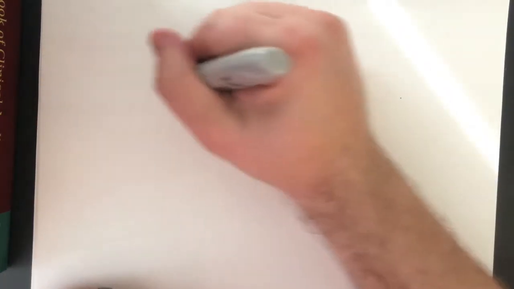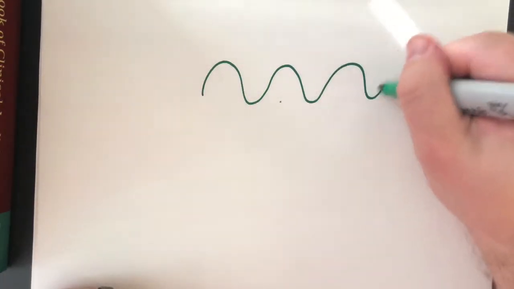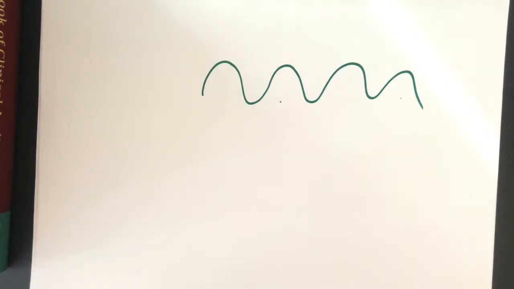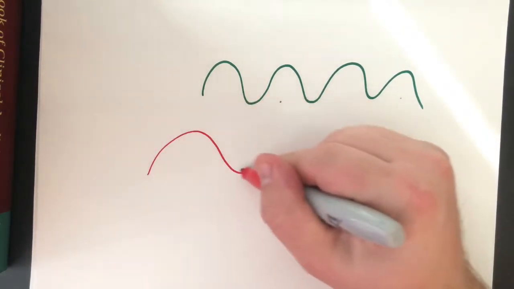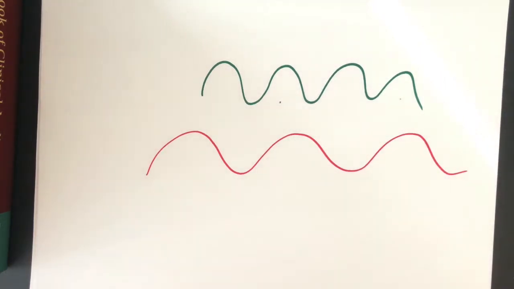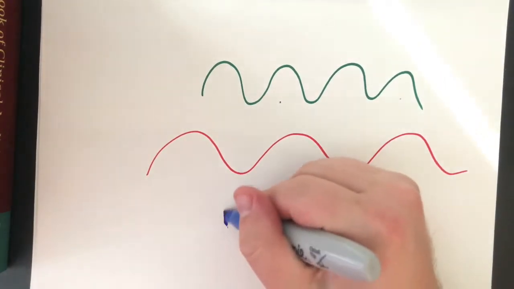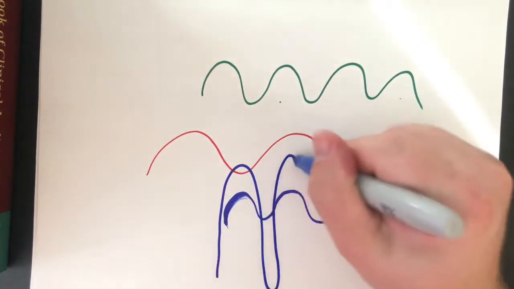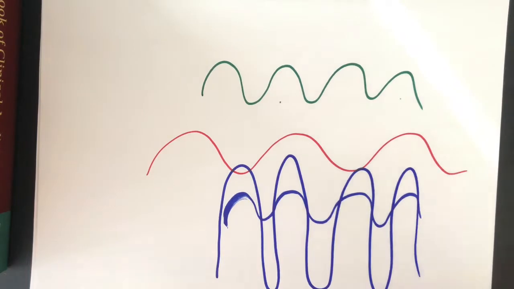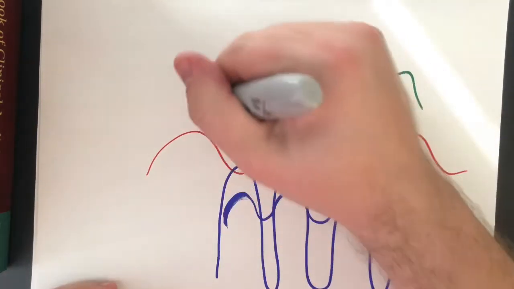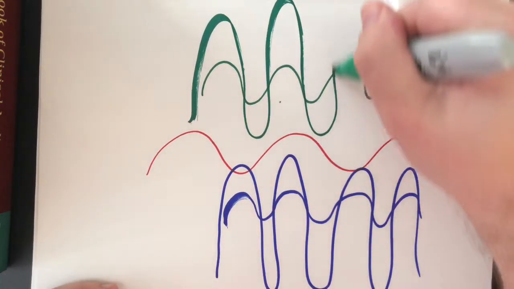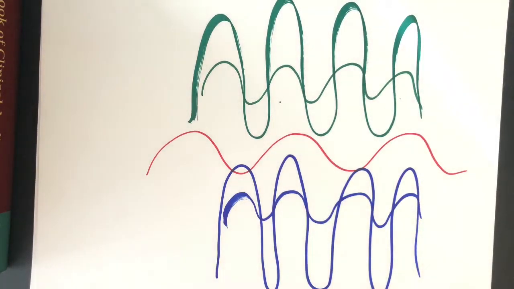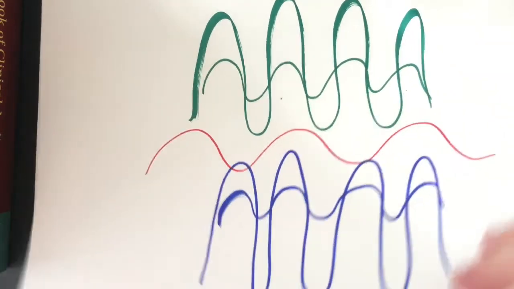So you have green light. Then I have red light, which is a bigger wavelength. And then we have blue light, which is a smaller wavelength. Now, if I make a more intense blue light, guess what? It's still blue. It doesn't turn red. It doesn't turn green. More intense green light is still green. Same with the red.